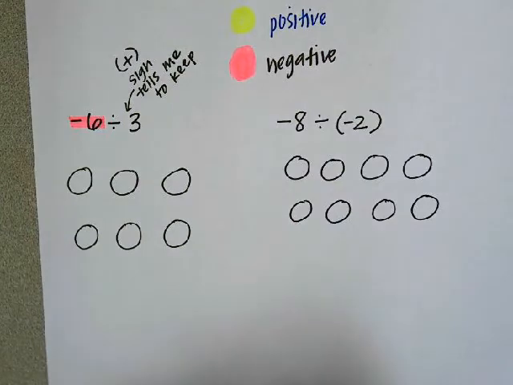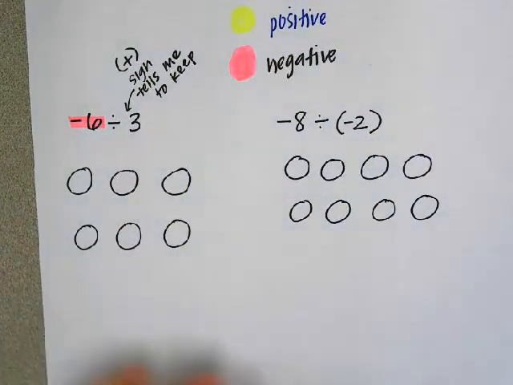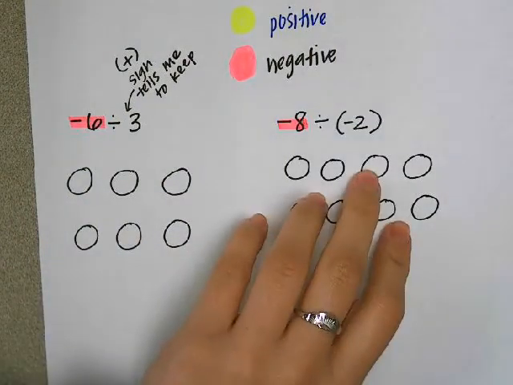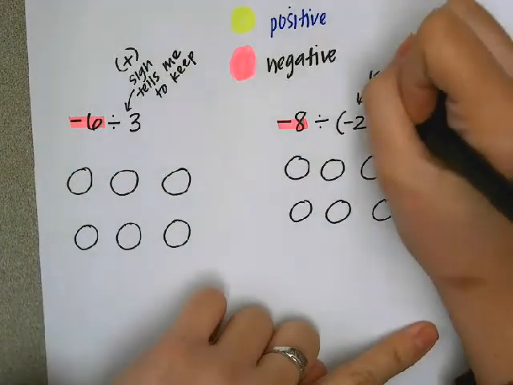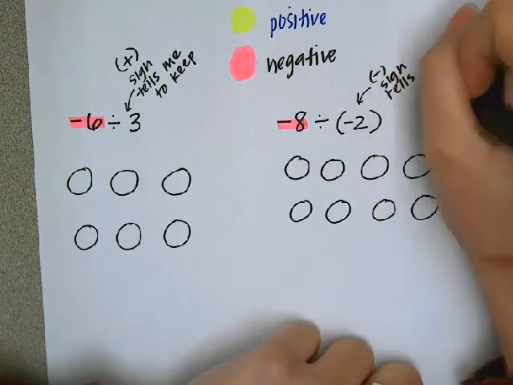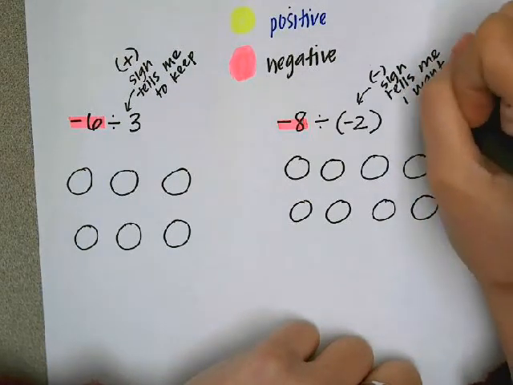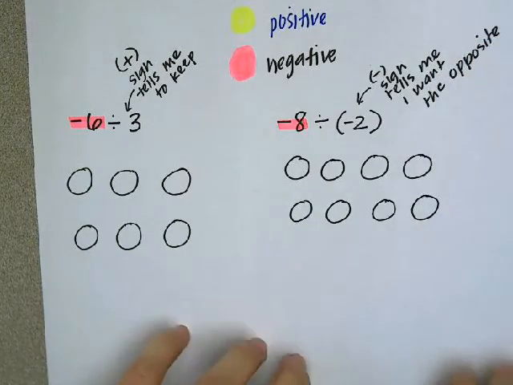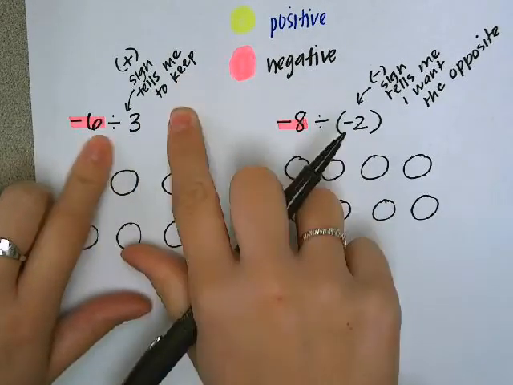If we look over here, I have a -8 divided by a -2. Right away I have a -8, so I'm not going to color my circles yet because it's pink. I'm going to look here. This negative sign tells me I want the opposite. And what is the opposite of pink? It is yellow.